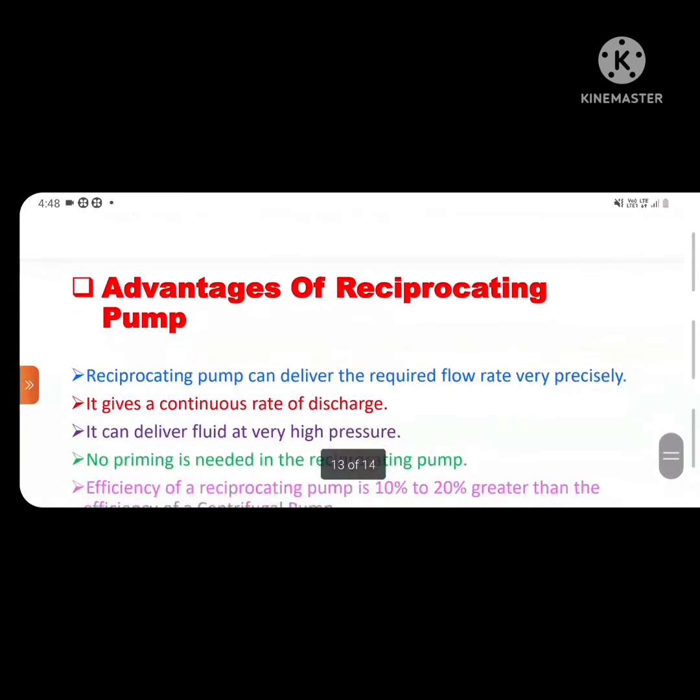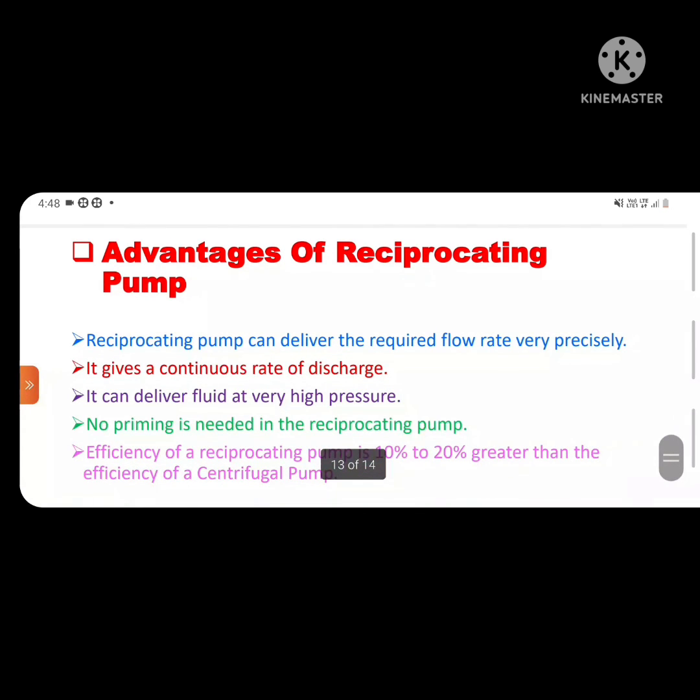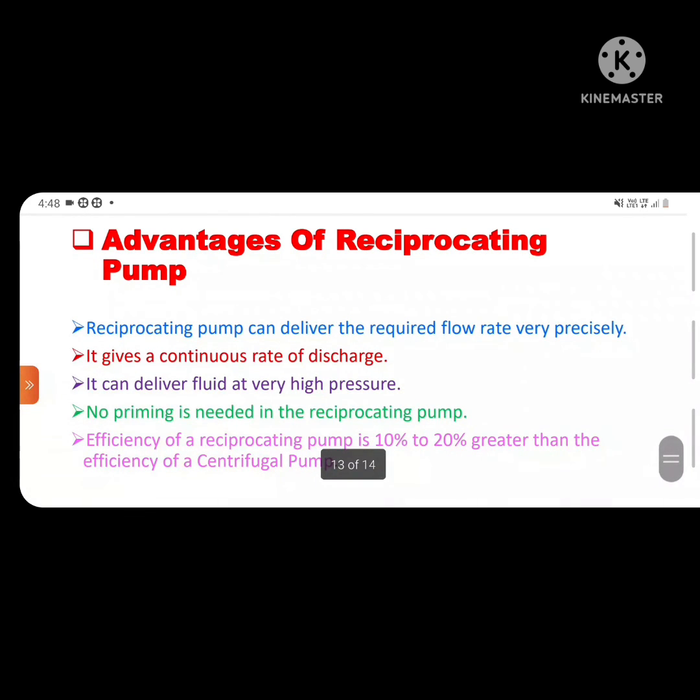There are some advantages of the reciprocating pump. It can deliver the required flow rate, that is discharge, very precisely. The rate of discharge is precise and constant. It gives a continuous rate of discharge. It can deliver fluid at very high pressure. No priming is needed in a reciprocating pump, whereas in the case of a centrifugal pump, priming is required. The efficiency of the reciprocating pump is 10 to 20% more as compared to a centrifugal pump.